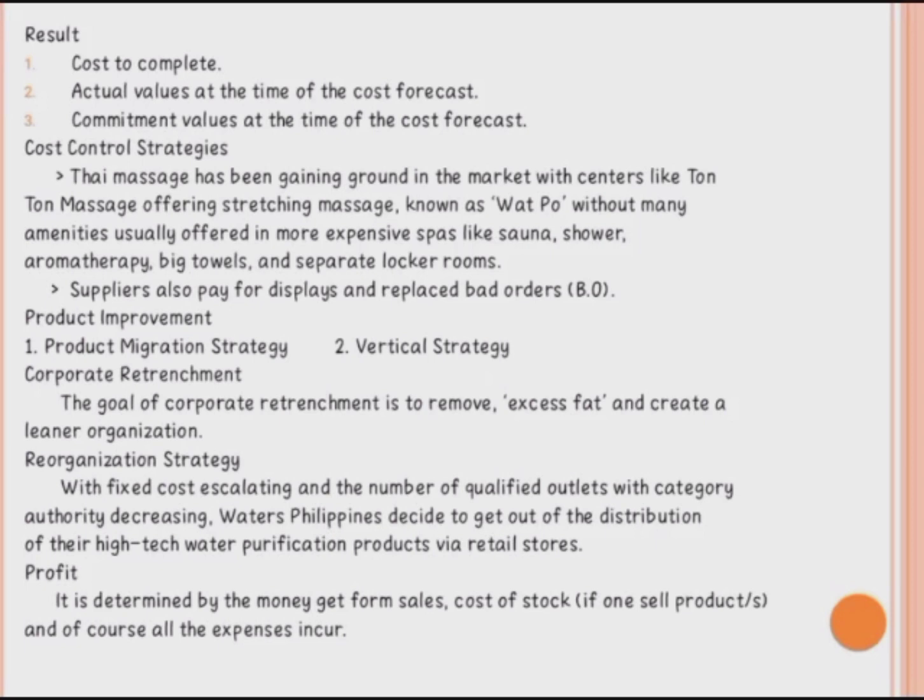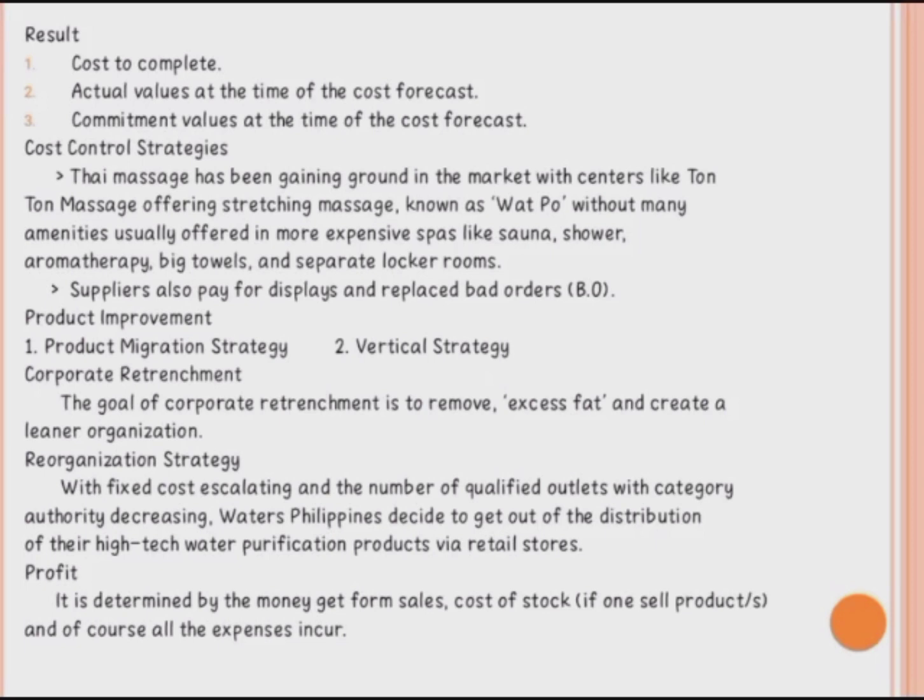Cost control strategies. Thai massage has been gaining ground in the market with centers like Tonton Massage offering stretching massage known as Watpo, without many amenities usually offered in more expensive spas like sauna, shower, aromatherapy, big towels, and separate locker rooms. This enabled them to charge a low, competitive price while earning decent margins without the cost associated with electricity, water, oil, laundry, and rent of other spas.